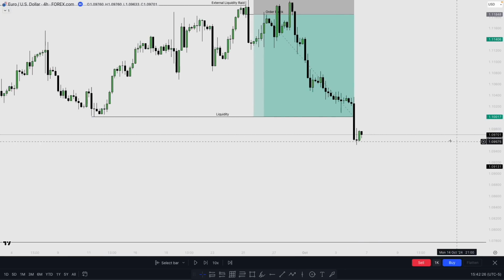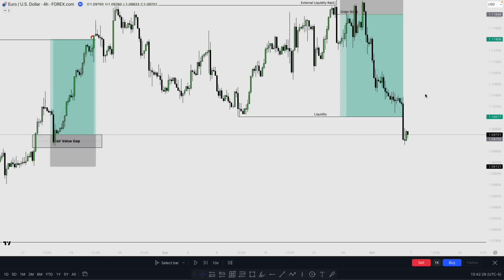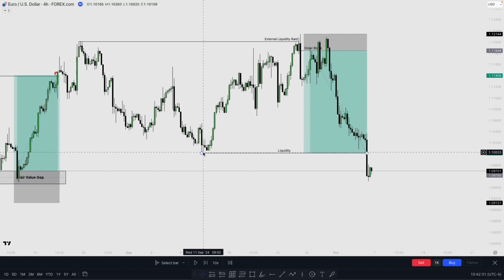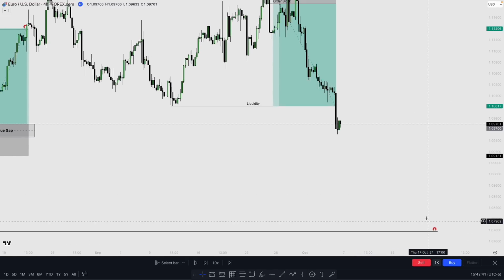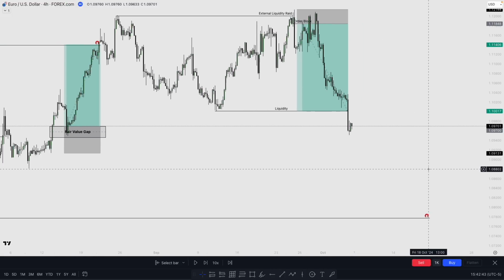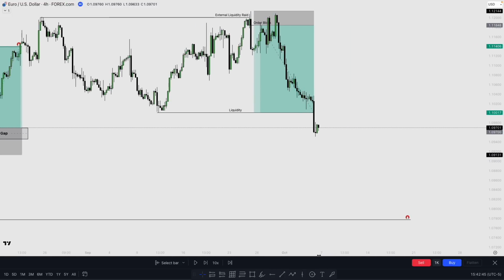Here we can see this market closed under the sell side liquidity. So what do we do now? Now we identify a PD array that price action can draw into to give us a rejection to take a short down into our liquidity pool. So what do we have?